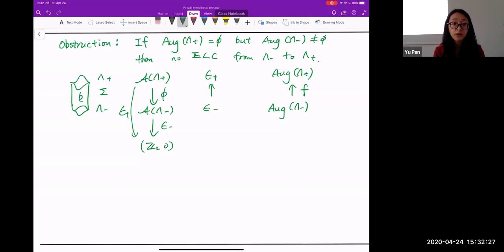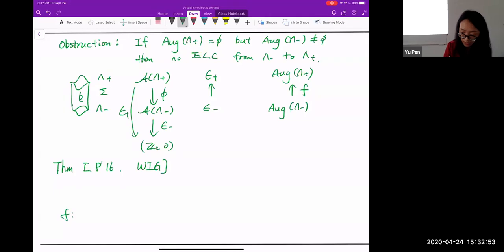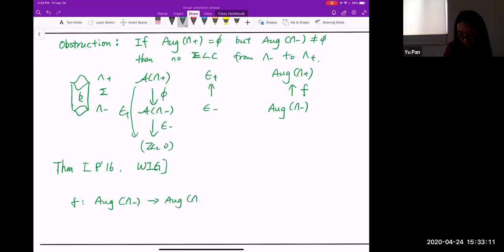Here, all we used about the set of augmentations is whether it is empty or not, right? Whether there is an augmentation or not. But actually we can do further. We can count the number of augmentations and so on. So the main result I want to introduce in this talk says that this map from the set of augmentations at the bottom to the set of augmentations at the top is actually injective. So not only is there a map, but it's injective.